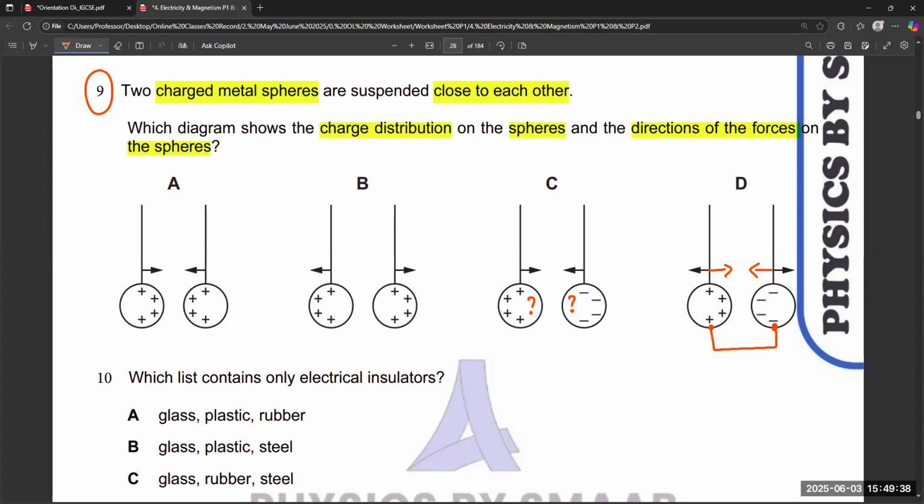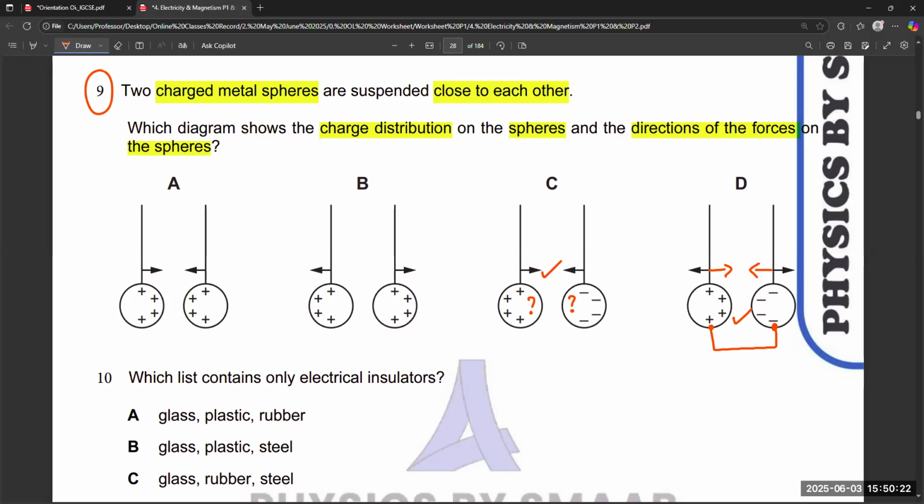Basically, if we consider C and D, the direction of attraction is right in option C, but the distribution of charge is correctly shown in option D, right? So these two options are 50-50 correct, 50-50 not correct, because of the direction and because of the charge distribution. In C, why are the charges away from each other if they are attracting? And in option D, the direction of the forces is opposite, so that must be a force of attraction. So it means options C and D are not the correct choices, right?